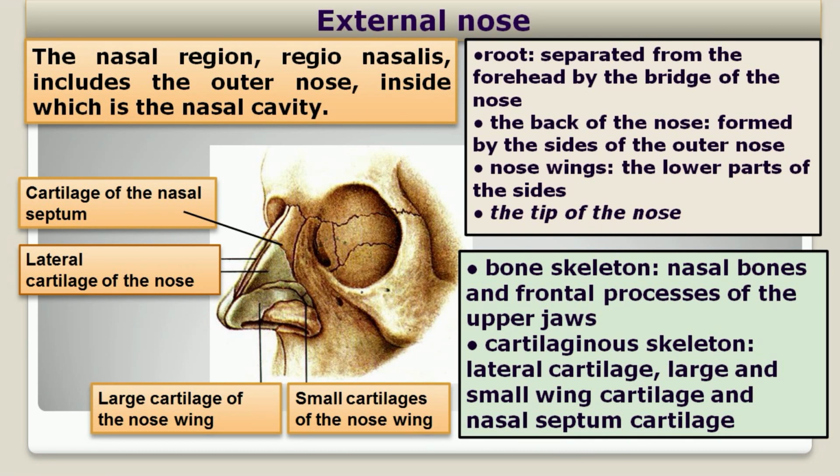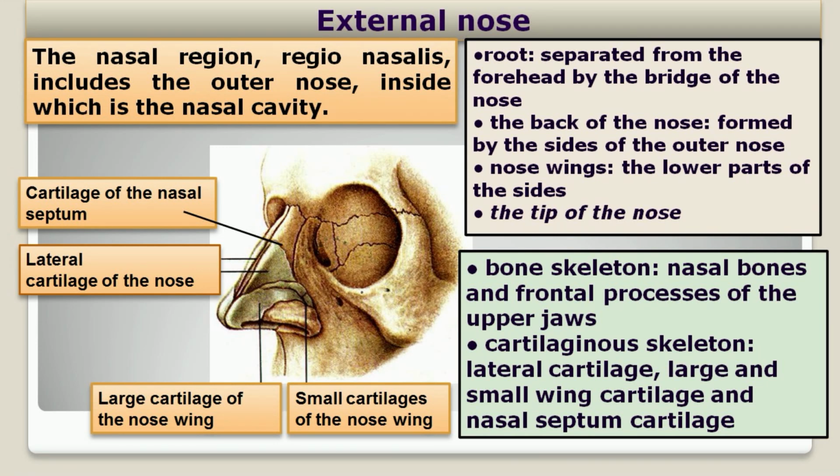Root, the back of the nose, nostrils. The root is separated from the forehead by the bridge of the nose. The back of the nose is formed by the sides of the outer nose. Nostrils: the lower parts of the sides; the tip of the nose.